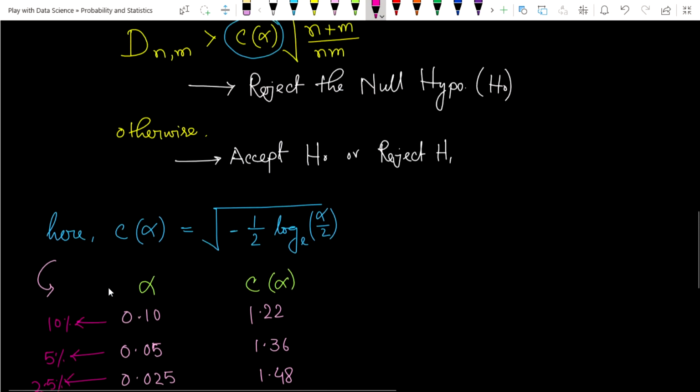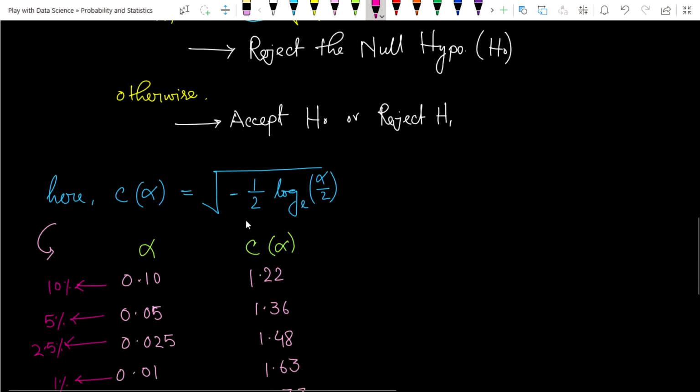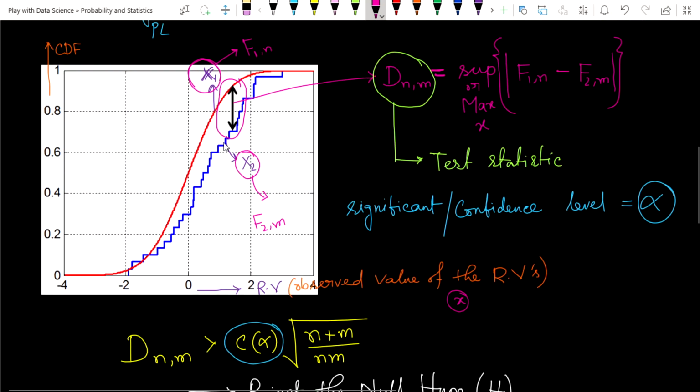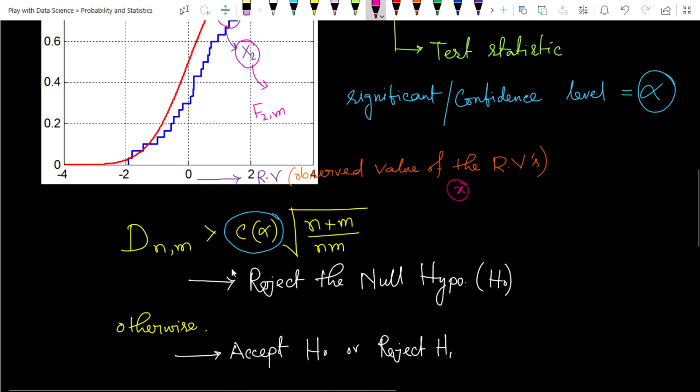Just calculate it universally. So this is the sample value of the C alpha. If this D_nm value, this supremum value, the maximum value, is greater than this value, then we reject the null hypothesis. Otherwise, we will accept the null hypothesis.